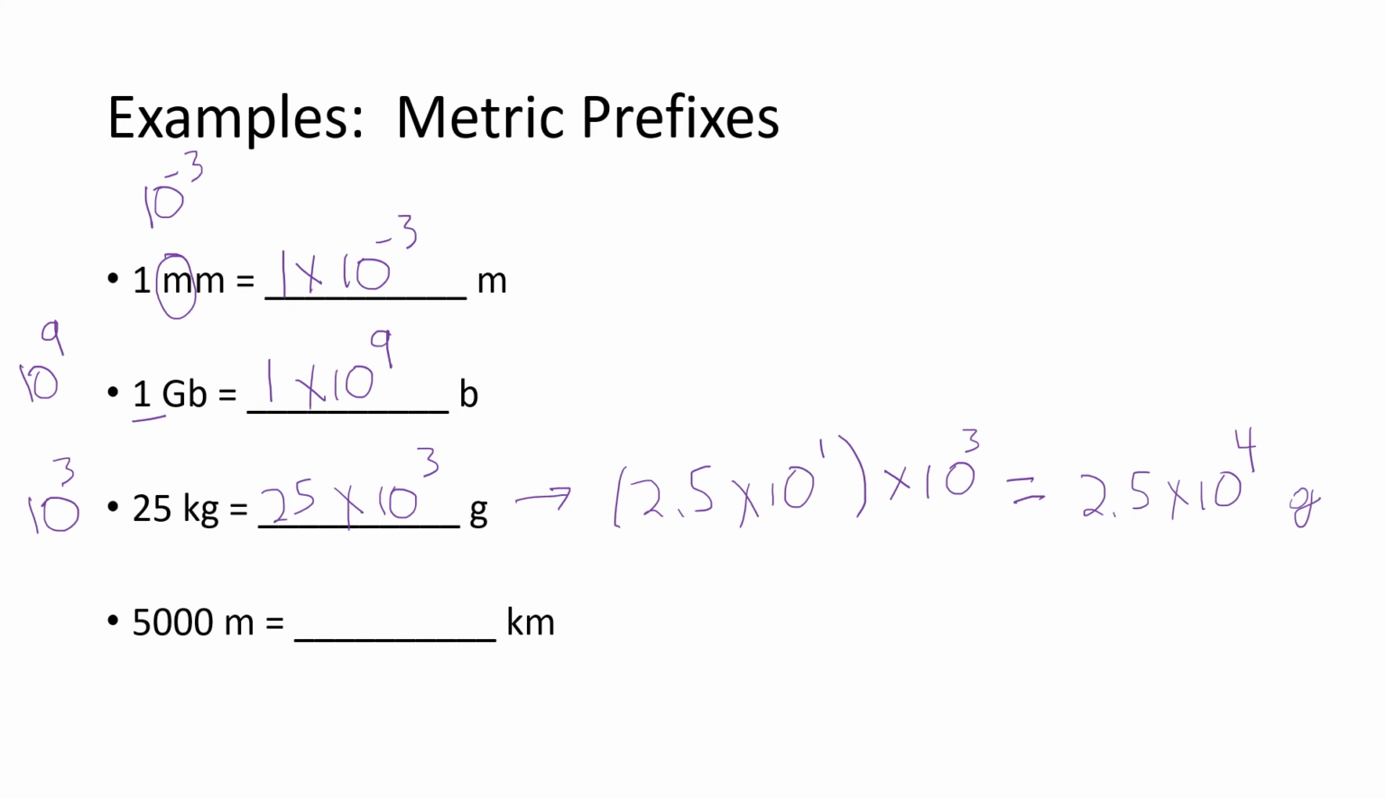And last but not least, we have 5,000 meters is equal to blank kilometers. Well, this one we've got to go the opposite direction on. We have the base unit, and we're looking for a prefix unit. Kilo means 10 to the third, or 1,000. And so we have 5,000, or 5 times 10 to the third meters. So this is just the same thing as 5 kilometers.